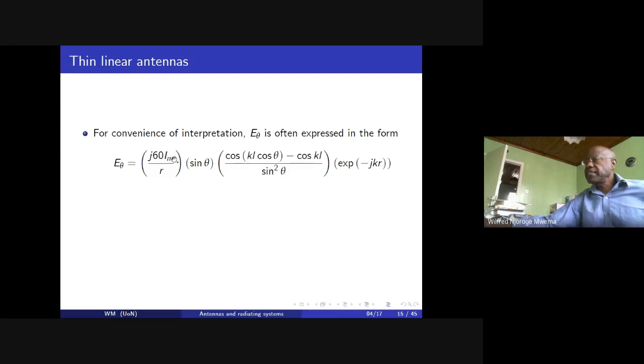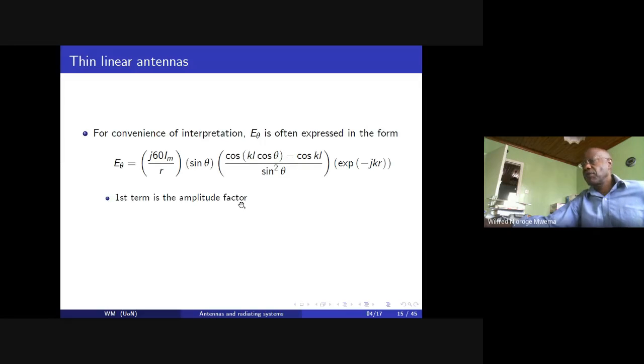And for convenience of interpretation, E theta will often be expressed in the form that E theta is going to be given by a magnitude factor multiplied by an angle factor that is characteristic of the antenna, and the element pattern, that is the E-plane pattern function, and multiplied by the phase propagation factor.